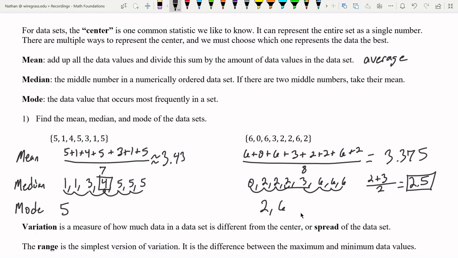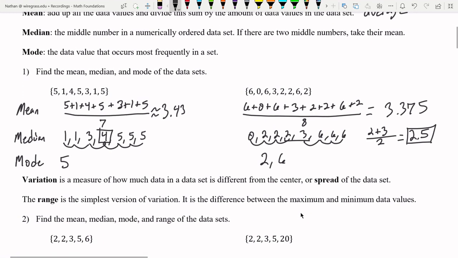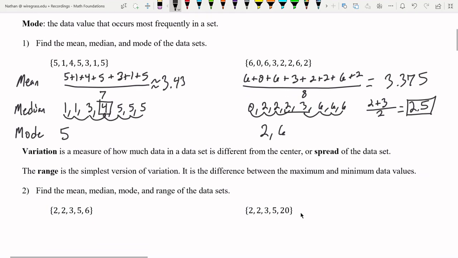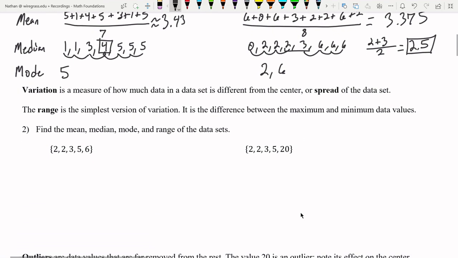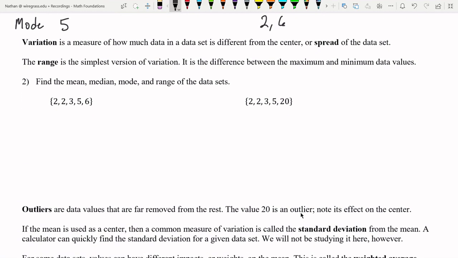Now, variation is how much the data spreads across the data values. There's a couple different ways we can talk about variation, but the simplest one is the range. And the range is just going to be the difference between the maximum and minimum values. So let's look at the mean, median, mode, and range of these two data sets.